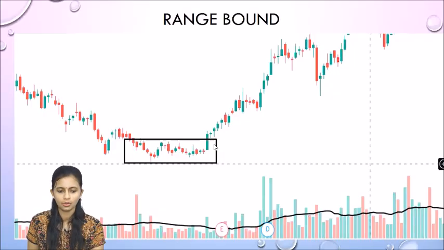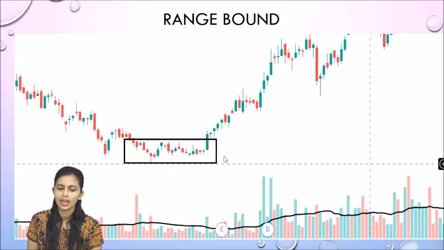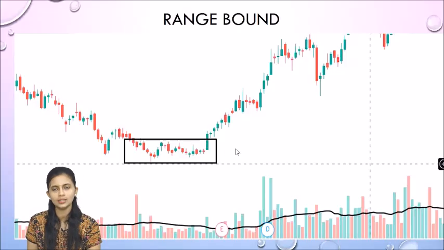So where can you enter? The entry will be above this candle, and the stop loss will be the low of this candle. Again you can go on trailing the stop loss. I will tell you how to trail the stop loss in the next part of this session.